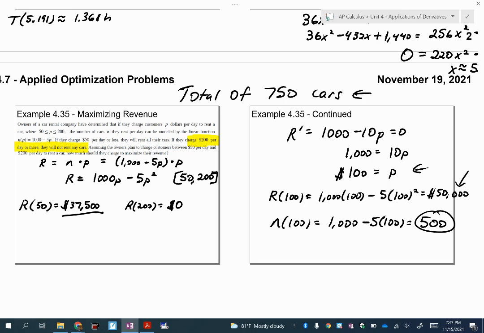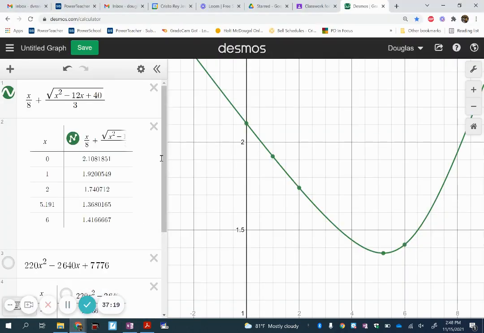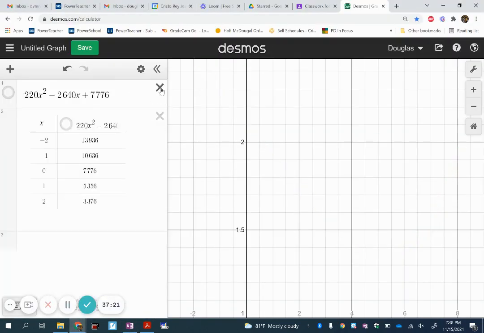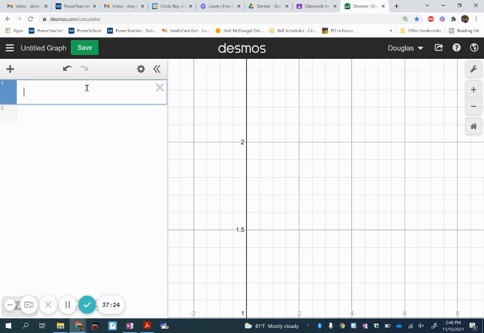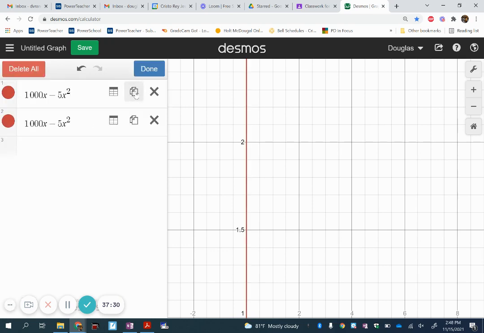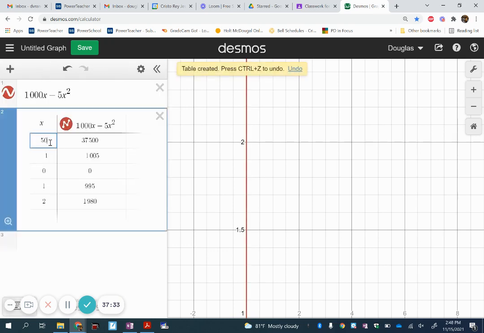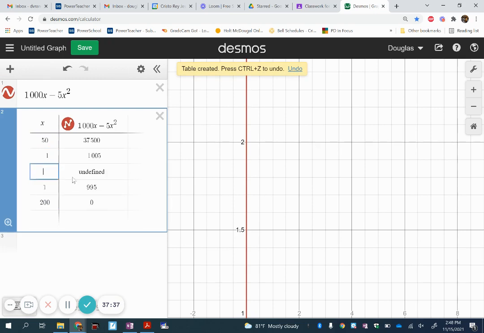All right, so I'll go ahead and show you in Desmos so you can see all the work we did with the calculus and algebra. You can do a lot of it with your graphing utility. So I'm going to type in, let's delete all this, 1000p x minus 5x squared. And we were looking at between 50 and 200. Let's see, what do we end up using? We end up using 100.